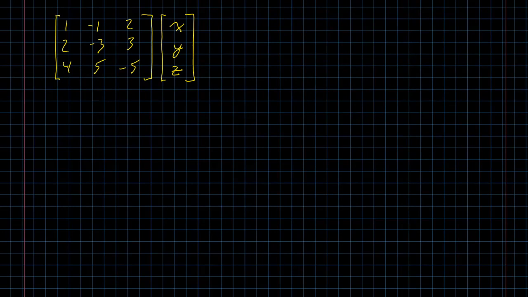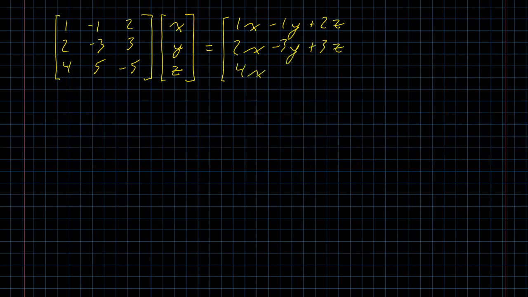The rules of matrix multiplication: the number of columns in the first matrix, 3, and the number of rows in the second matrix, 3, are equal. The result will have the number of rows in the first matrix, 3, and the number of columns in the second matrix, 1. And look at what happens. 1 times x minus 1 times y plus 2 times z. 2 times x minus 3 times y plus 3 times z. 4 times x plus 5 times y minus 5 times z.